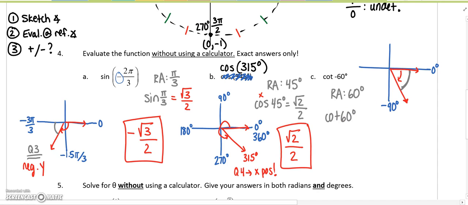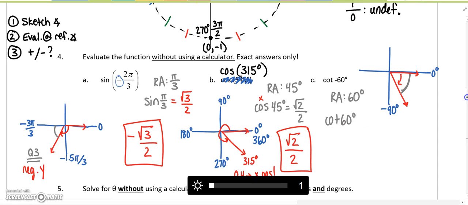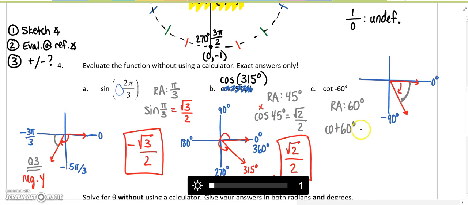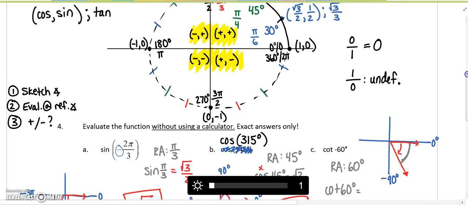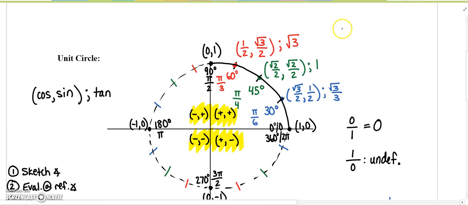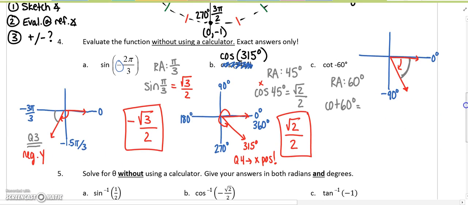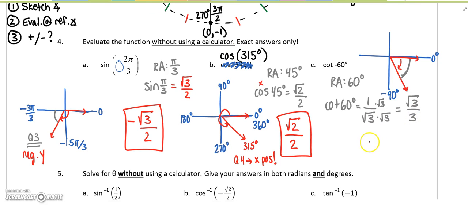Now, cotangent is one of our reciprocals, so that means we're going to take the tangent and we're going to flip it. Alright, so I'm going to look at my tangent. Tangent of 60 is root 3. So if I flip root 3, it becomes 1 over root 3. And then I just need to rationalize it. So that becomes root 3 over 3. So my answer here is going to be root 3 over 3.